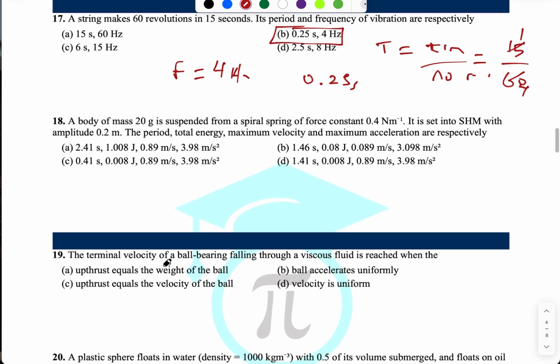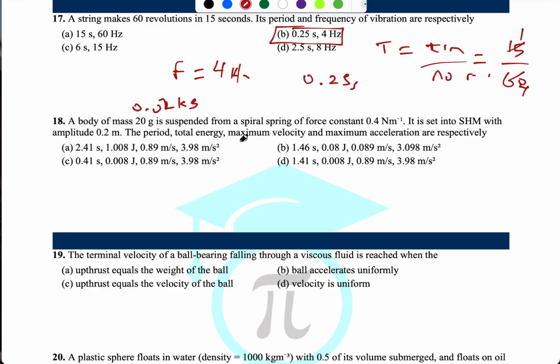Now question number 18. Question number 18 says that a body of mass 20 gram is suspended from a spiral spring of force constant 0.4 newtons per meter. So this one will be 0.02 kilograms, like that. 0.02 kilograms divided by 1,000.